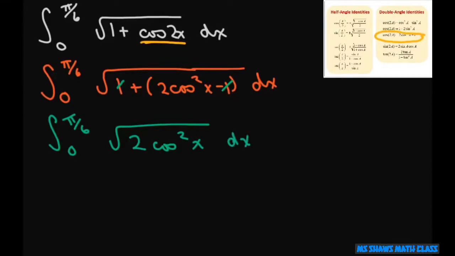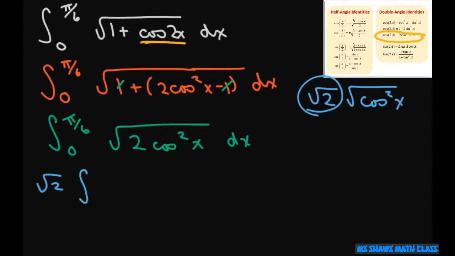Now I can break this up and bring out the square root of 2, and then we still have the square root of cosine squared x. So I can bring this square root of 2 out front. It's just a constant, 1.41-ish. All right, and then we have the square root of cosine squared is the absolute value of cosine x dx.